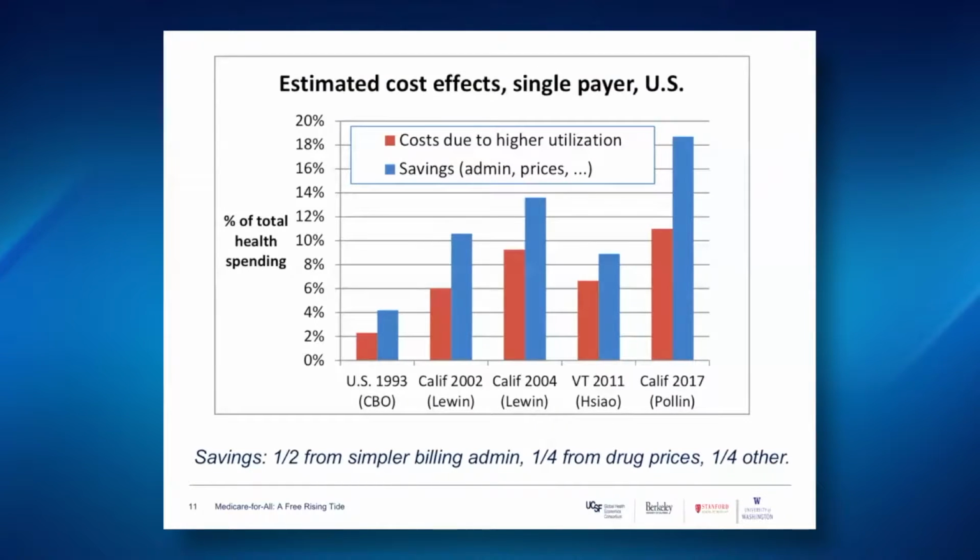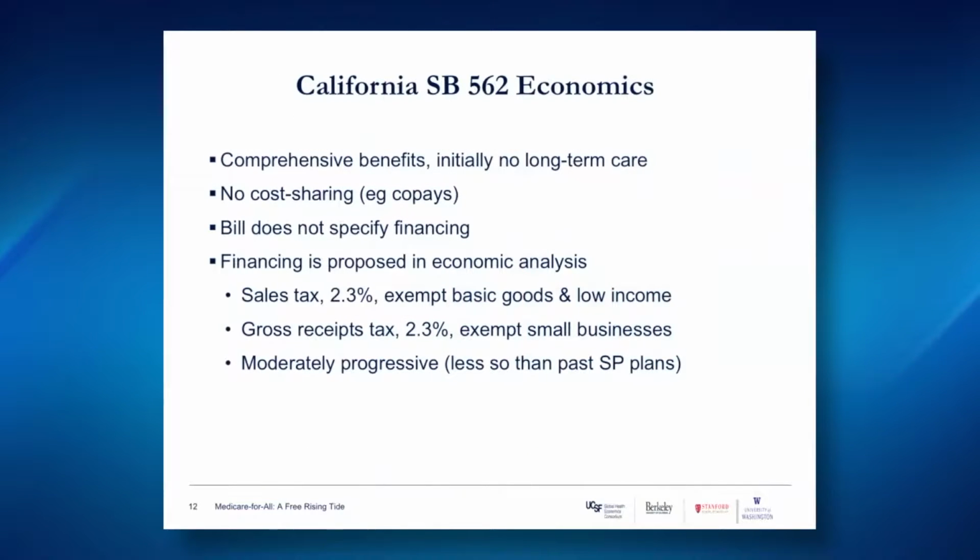The blue bars show the savings due to efficiencies in administration and lower prices. As you'll note, the blue bars are in each case higher than the red bar, which means that the system will save money by going to single payer. The last set of bars on the right, California 2017 Pollan, is the analysis of SB 562. That's the current single-payer bill in California.